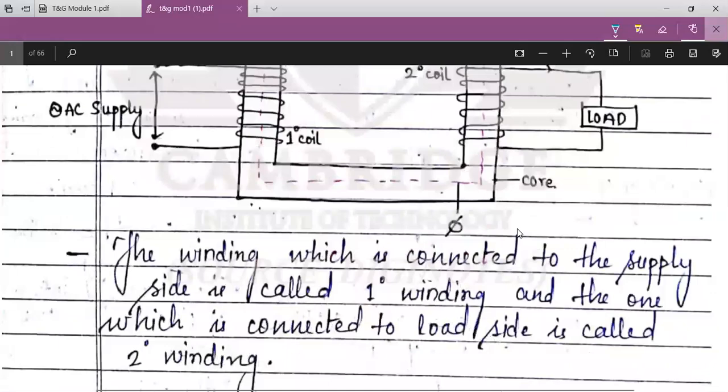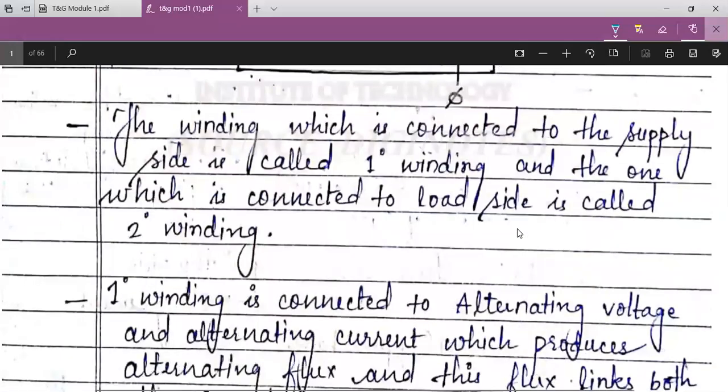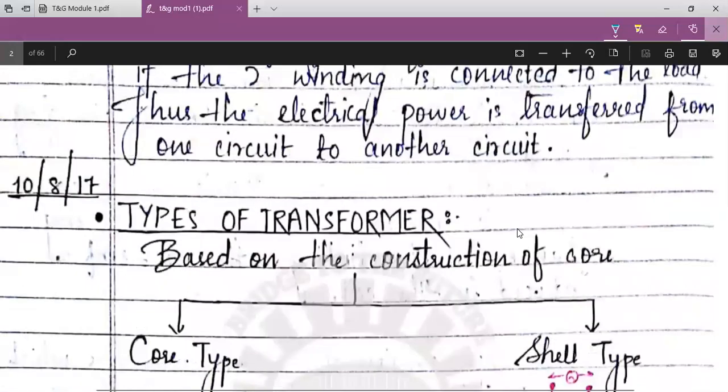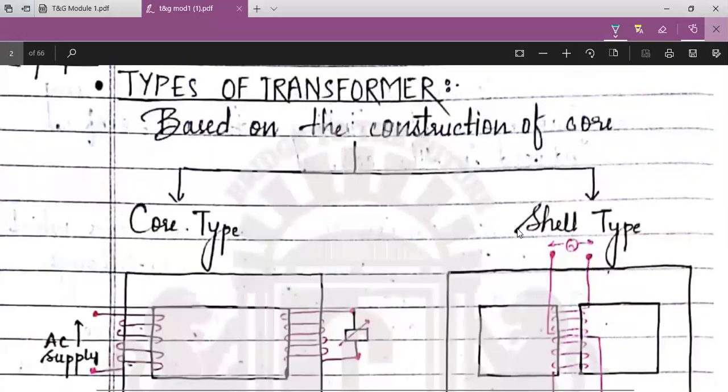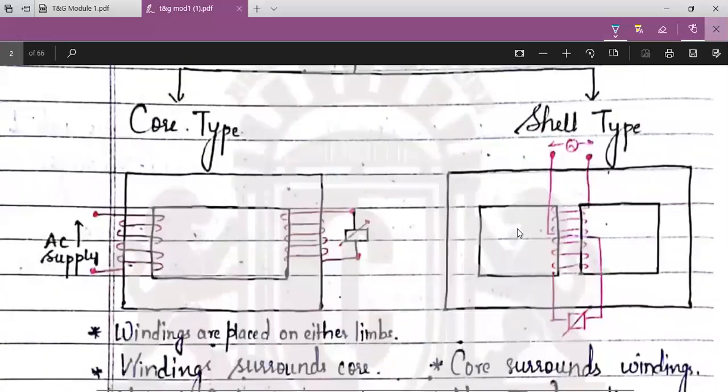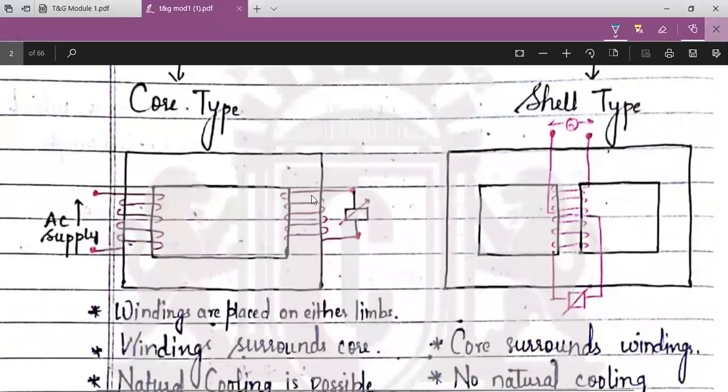So similarly, these are the types of transformer. There are two types of transformer. One is the core type of transformer, the other is the shell type of transformer. The core type of transformer is rectangular, and the difference between these two is that here there will be two limbs. This is the first limb and this is the second limb. The two limbs are in the core type of transformer. Similarly, three limbs are in the shell type of transformer.